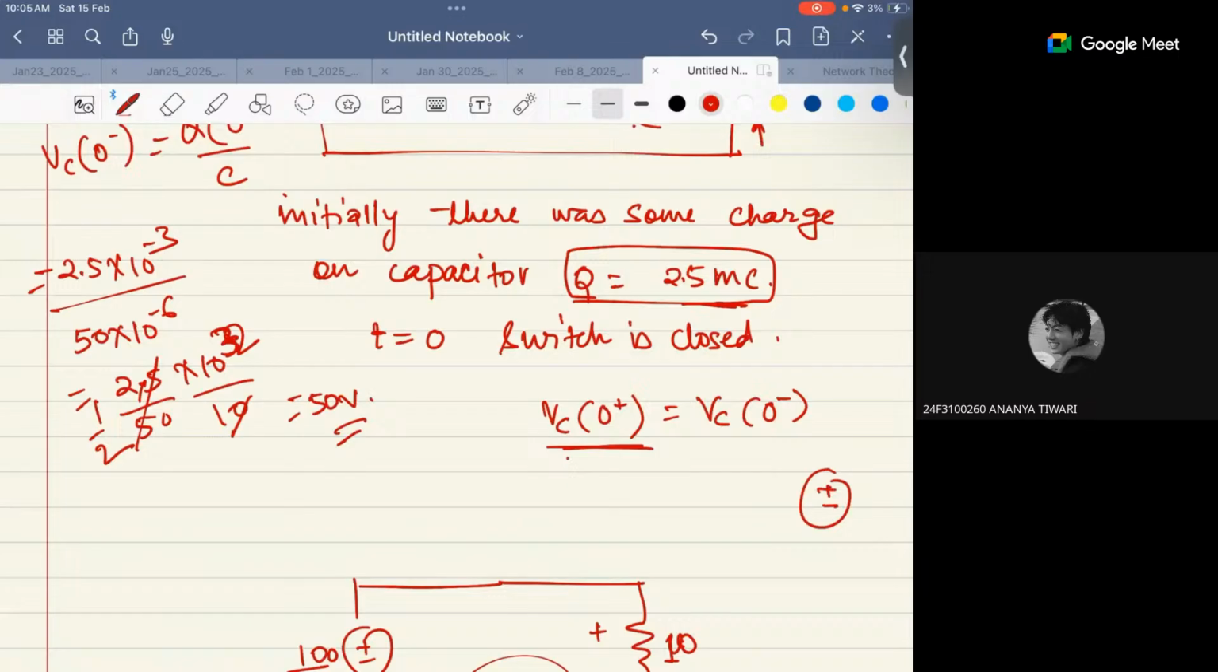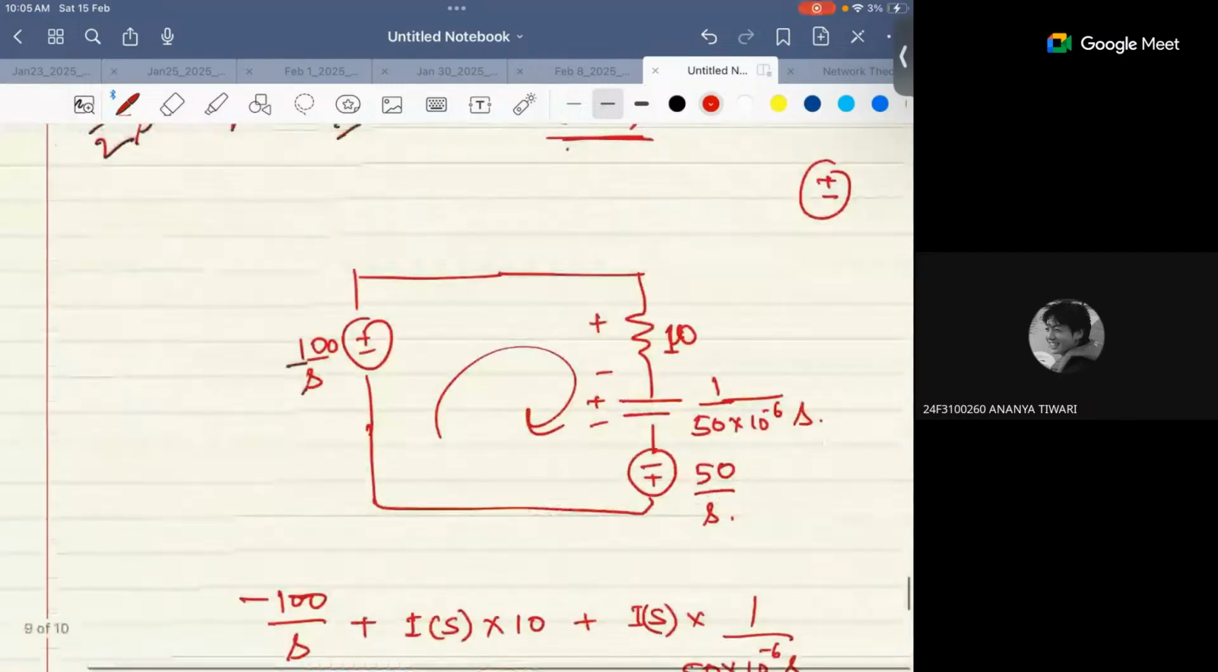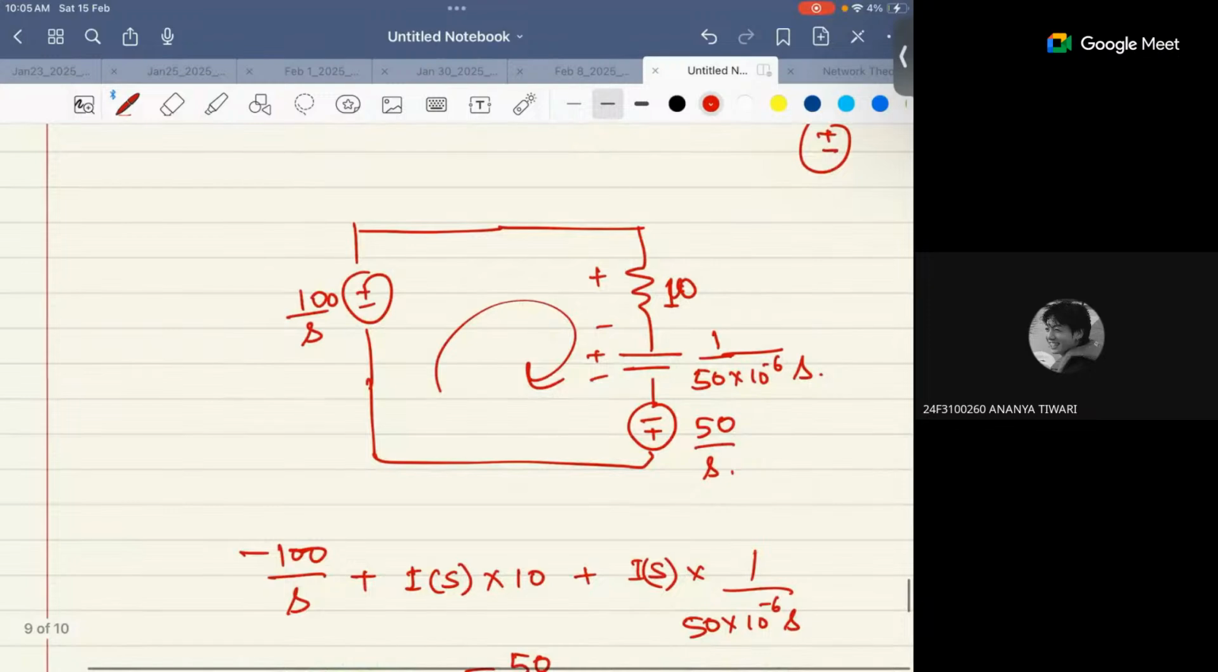The only difficult thing is the initial condition. If at t = 0 minus there is no current or voltage across the capacitor, then it's pretty simple. You don't have to do anything. You can directly convert the time domain to the S domain and do your work. Anyone has any doubt? Any doubt from the 50 that you have?